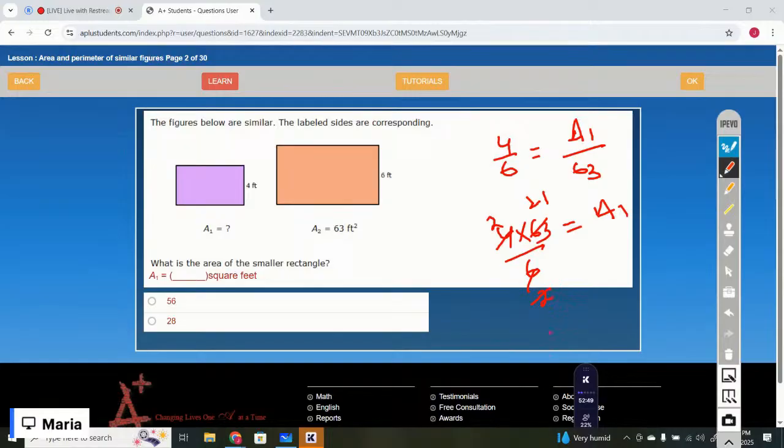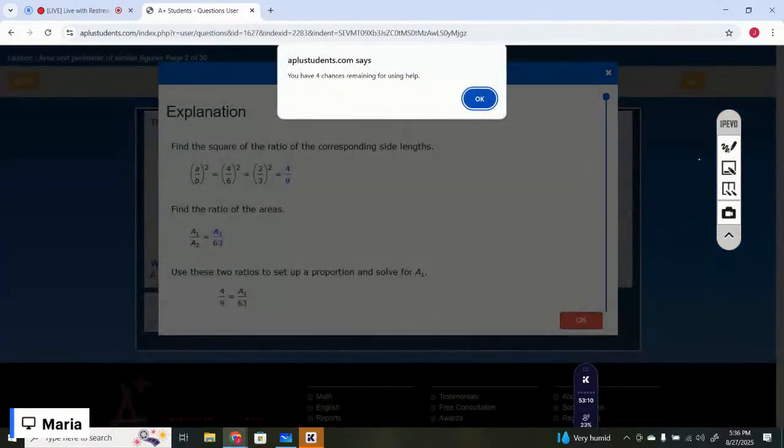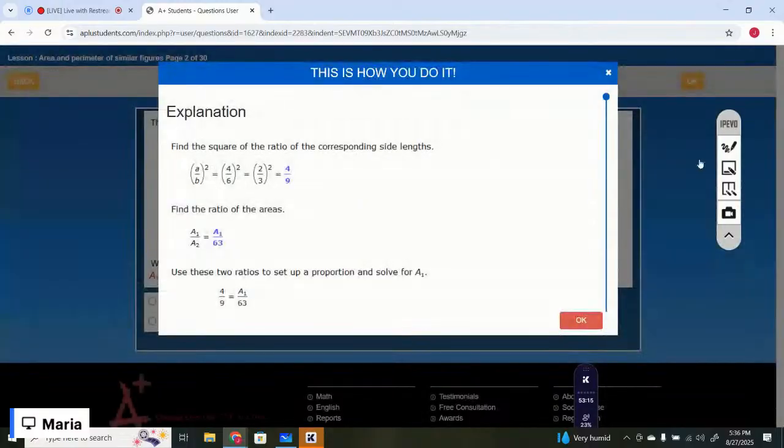What's wrong with the calculations? I think the answer is 4 times 63 divided by 6, yes, 42, but we are not given that in the options, right? So the area of the smaller one is 42. We are not given the answer 42. Hmm.